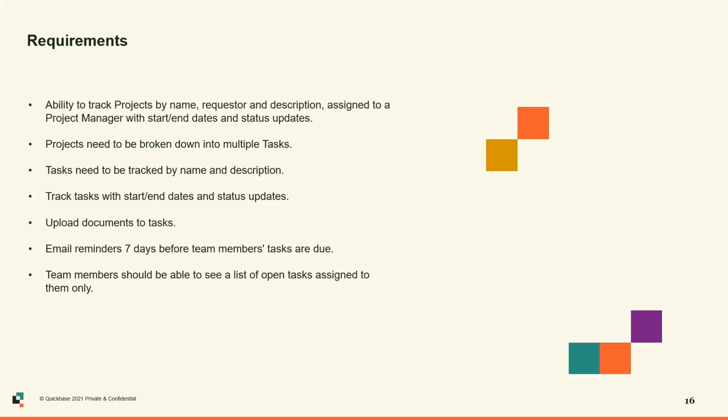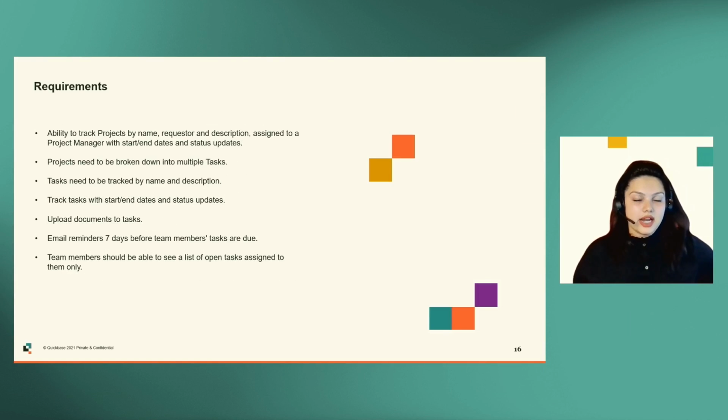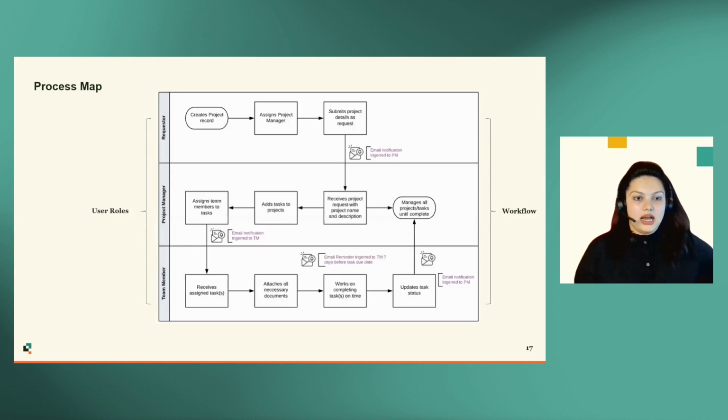So having gone through our scenario of project tracking and some of the discovery questions you might ask, you might land on requirements like these. It entirely depends on your use case and the complexity of that use case. And then the last thing that I want to talk about before we get into data modeling and app structure is process map.